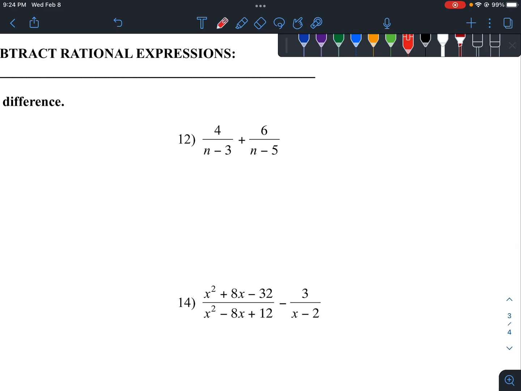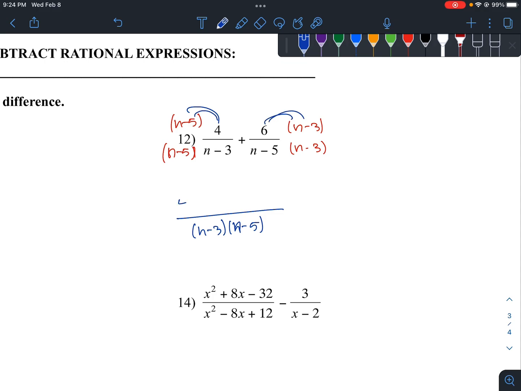Okay, over here, there's nothing I can do to really get a common denominator other than multiplying top and bottom by the whole binomial. So n minus 5 and n minus 5. So multiply those together. My common denominator is n minus 3 and n minus 5. Now I'm going to have to distribute those. So I'm going to get 4n minus 20 plus 6n minus 18.